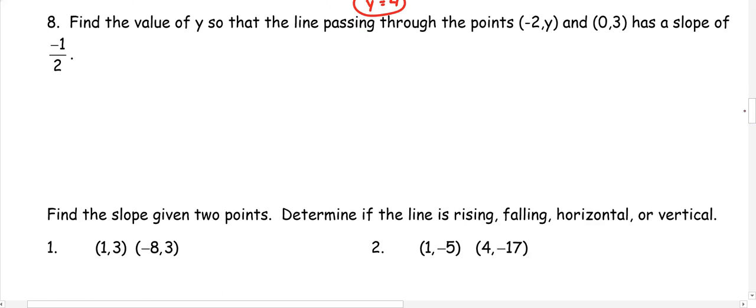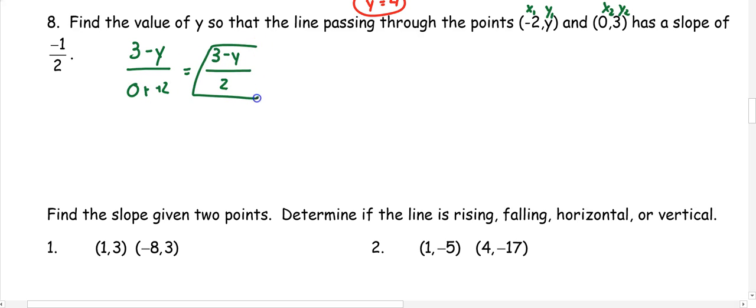Number 8. Find the value of y so that the line passing through the points negative 2, y and 0, 3 has a slope of negative 1 over 2. So in this case, we have the slope. I'm going to have x1, y1, x2, y2. So I'm going to first make my slope equation again. So 3 minus y over 0 minus negative 2. So this simplifies to 3 minus y over, remember 2 negatives would make just a positive, so 2.